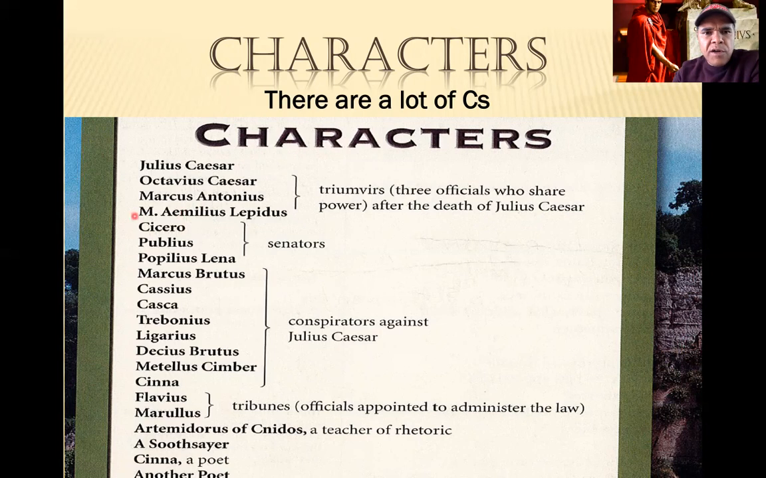Some of the hard characters to differentiate are a lot of names that begin with C. So Caesar, Cicero, Cassius, Casca, Metellus, Cimber, Cinna. These names are hard to distinguish, the hardest, I think, because they all sound sort of similar. So initially the goal will be to try and figure out who is Cassius, who is Caesar, who is Casca, how are those characters different? That's what you'll want to think about.